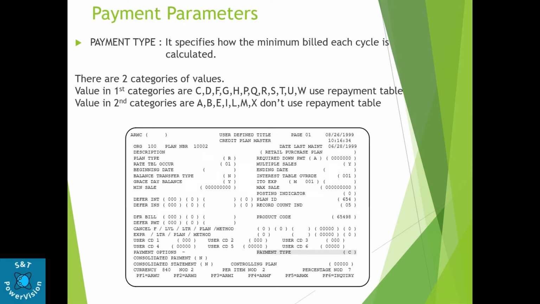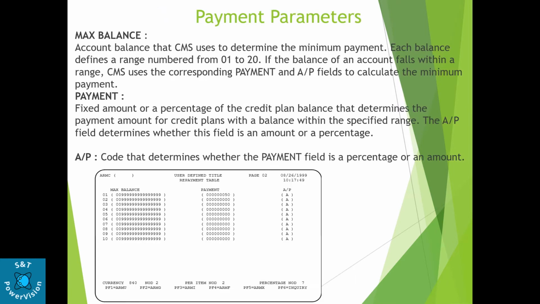So here you see the values like C, D, F, G, H, P, Q, R, S, T and A, B, E, I, L, M, X. No need to remember how each works. If you know one or two, like just remember C, D and A, B, that's enough for interview preparation. If you want to see more details, refer to the CMS manual. There you can see how each value works.